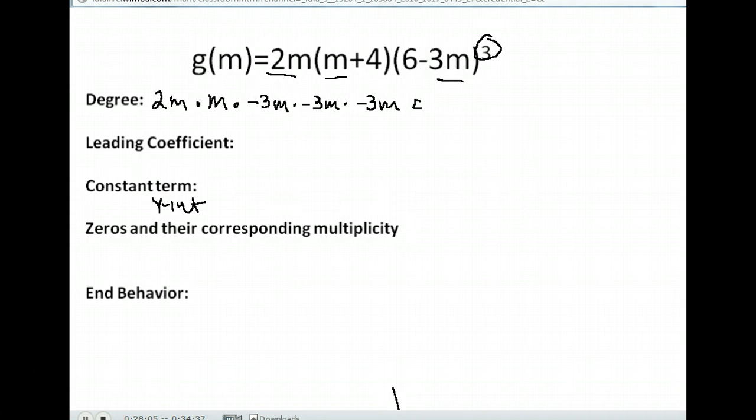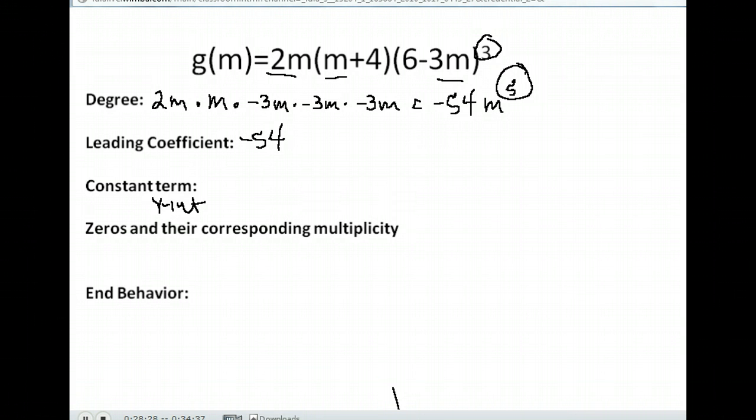Okay, and we have one more. You want to be really careful with your signs here. We end up with negative 54, and then how many m's? 5 m's, m to the 5th. So our degree is degree 5. Our leading coefficient is negative 54.